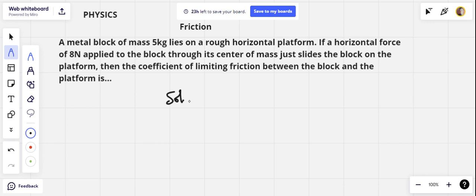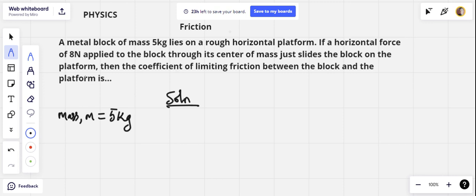Solution. Now, let's take out the parameters. A metal block of mass 5 kg. Here we have mass m equals 5 kg, lies on a rough horizontal platform.